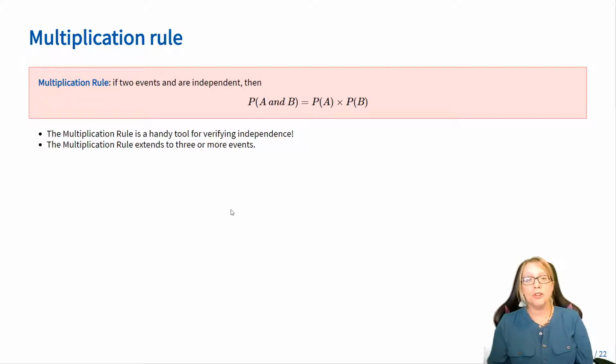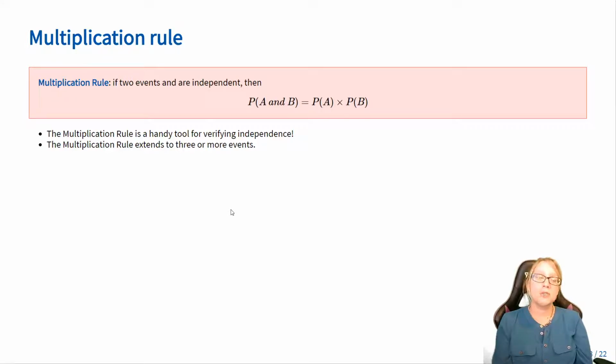Our last rule for this video is the multiplication rule. Now this multiplication rule only applies in one situation, but if it applies, it's very useful for us. If two events are independent, that is if A and B are unrelated, then the probability that they both occur, A and B, is the probability of A times the probability of B.